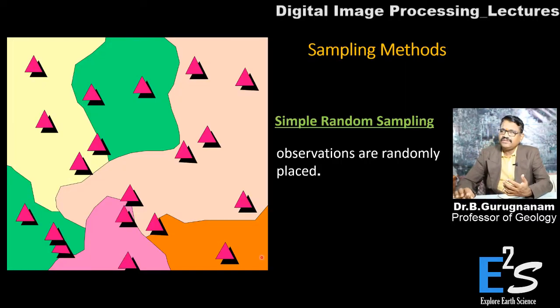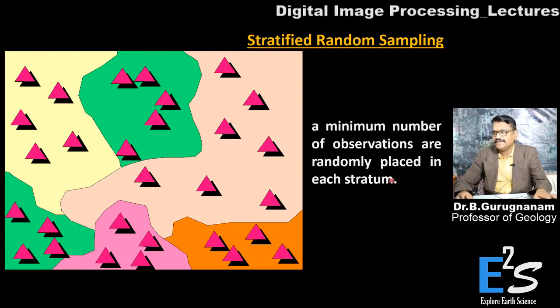This is a sampling method. This is simple random sampling. You have 1, 2, 3, 4, 5, 6 objects. Now randomly, there is no restriction. Wherever you feel, wherever the transport facility is, wherever you feel object confusion, maybe you go and collect observations, or they are randomly placed and collected.